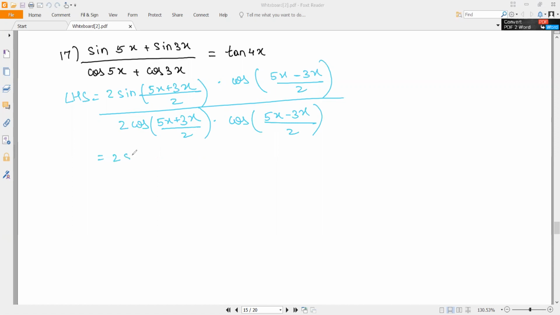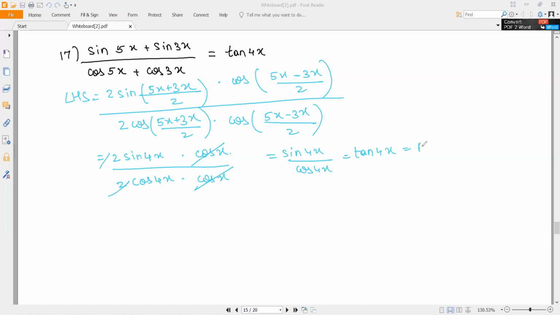This is equal to 2 sine 8x by 2 is 4x into cos 2x by 2 is cos x, upon 2 times cos 4x into cos 2x by 2 is cos x. Cos x cancelled, 2 gets cancelled, you're left with sine 4x upon cos 4x, which will give you tan 4x. This is your RHS. Next.